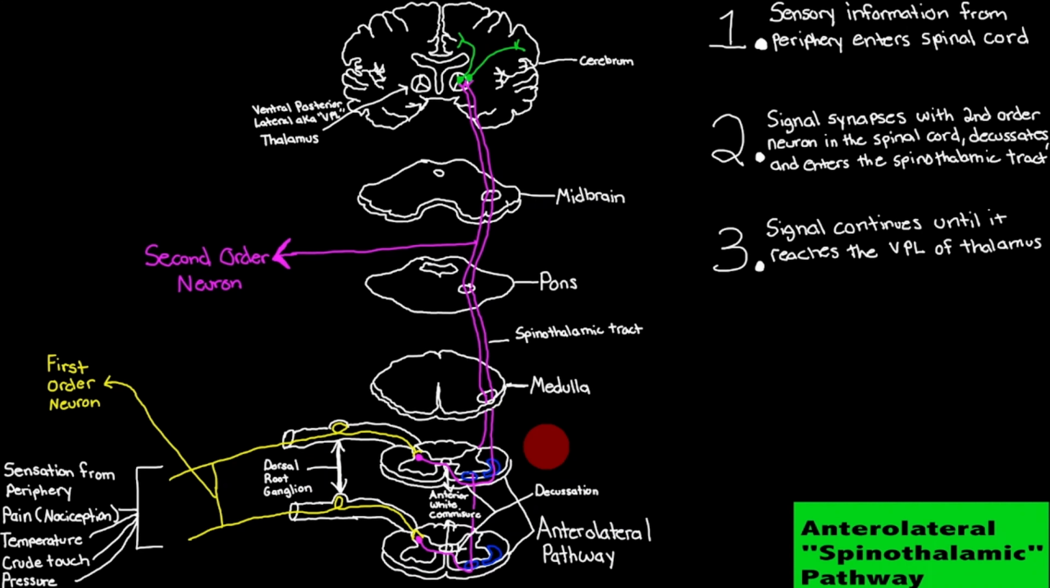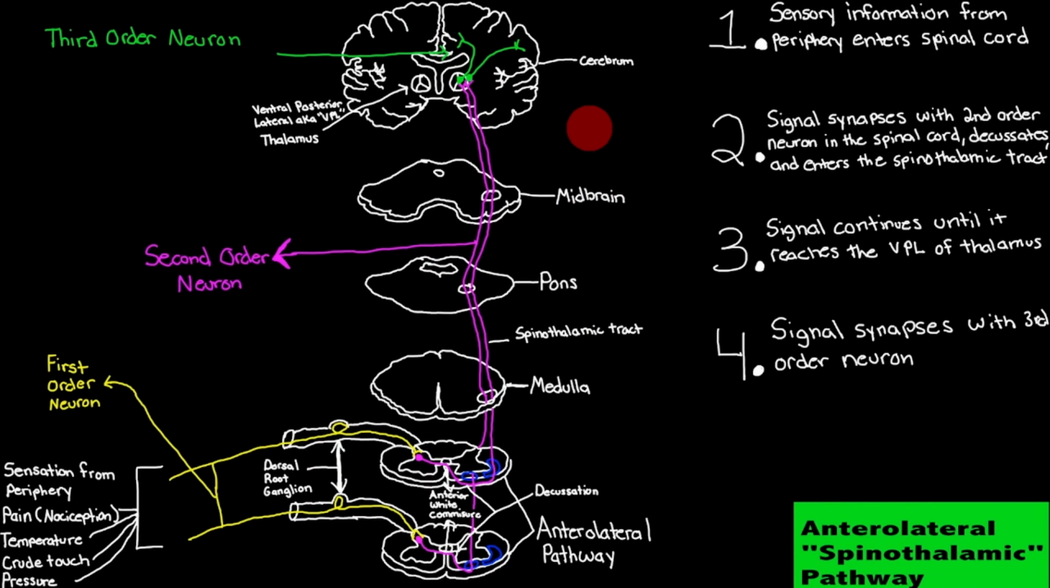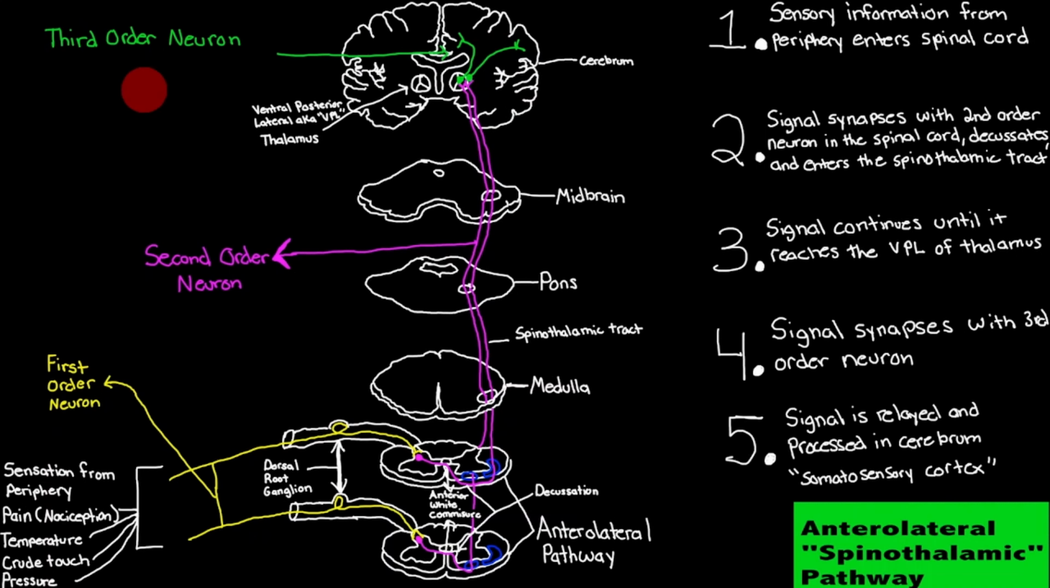Number 3. The signal continues to ascend through the spinothalamic tract within the medulla, the pons, and the midbrain until it reaches the VPL of the thalamus. Number 4. Here the signal synapses with the third order neuron in the VPL of the thalamus. Number 5. The signal is sent and processed in the cerebrum. This area is known as the somatosensory cortex.